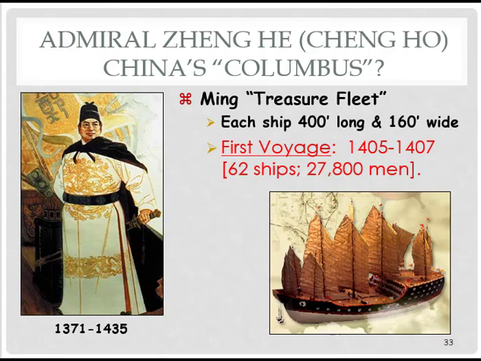His first voyage had 62 of these ships and almost 28,000 men. He didn't go on the second one, but he went on the third one. He had 48 ships and 30,000 men. The fourth voyage, there's 63 ships again. There's a 5th and 6th voyage.